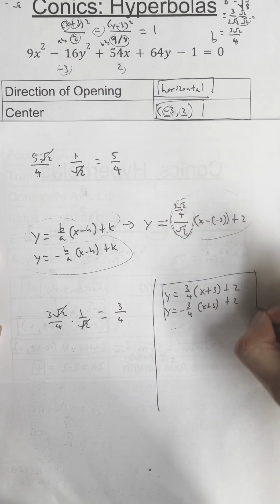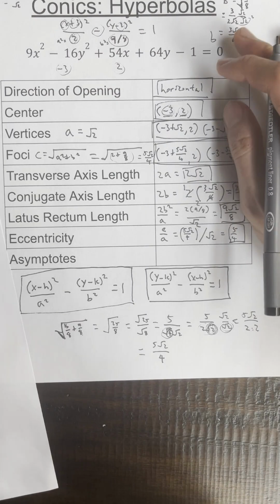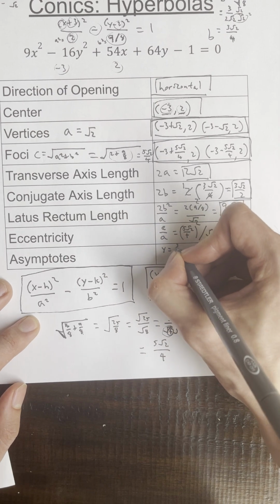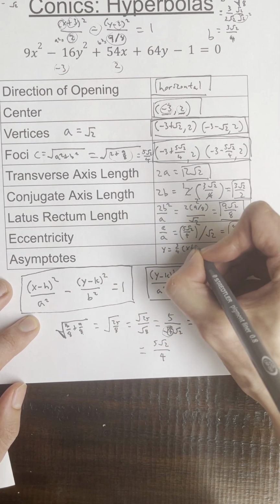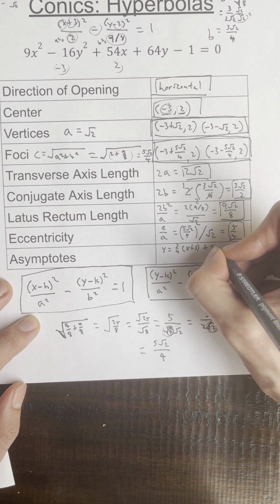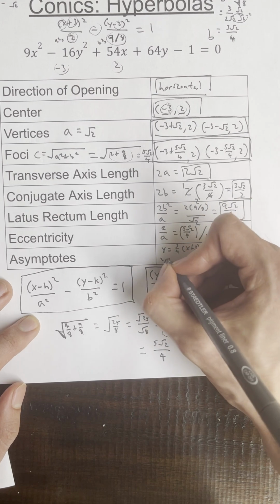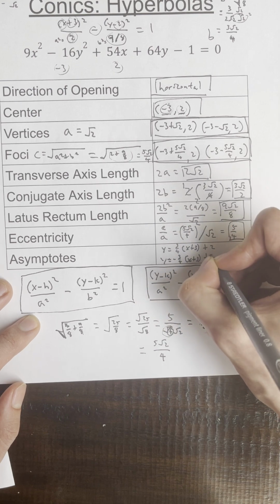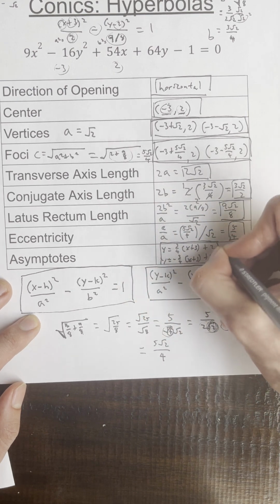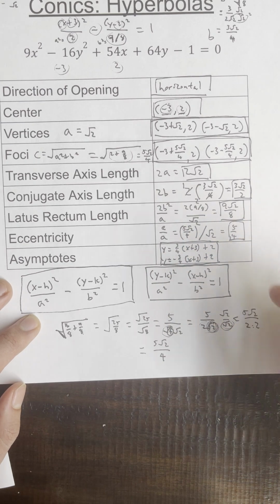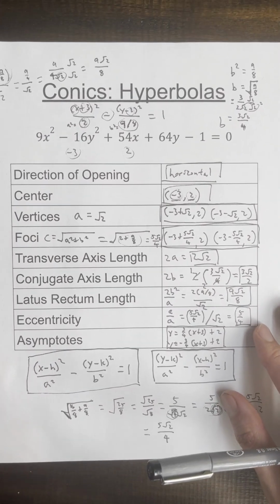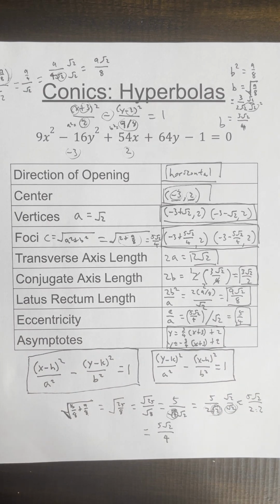Okay, so these are your asymptotes. Do I have enough room to write them here? I think so. Y equals 3 over 4 times x plus 3 plus 2, and y equals negative 3 over 4 times x plus 3 plus 2. This is your answer. As practice, I'll let you graph this on your own.